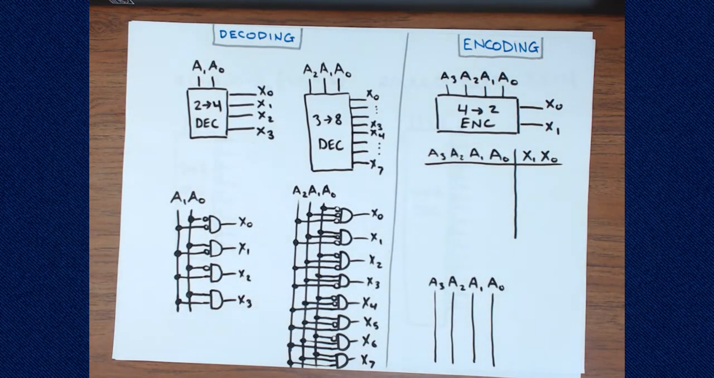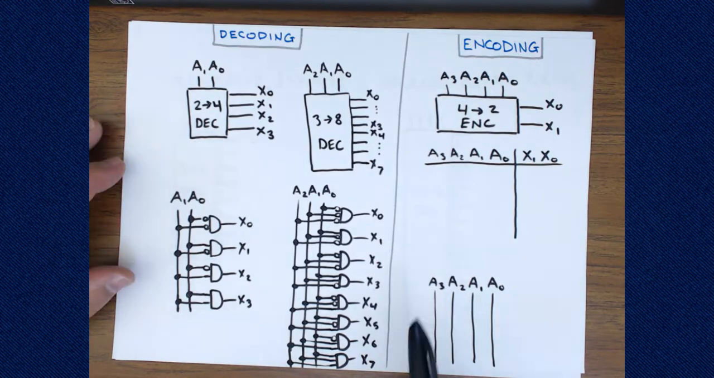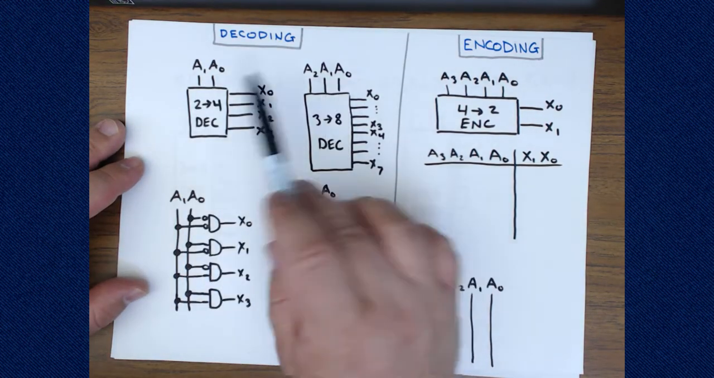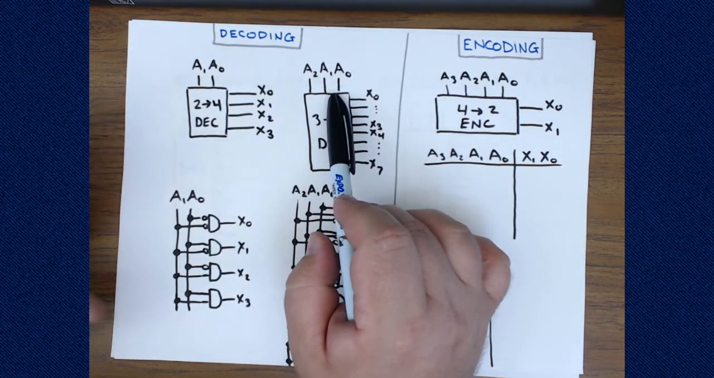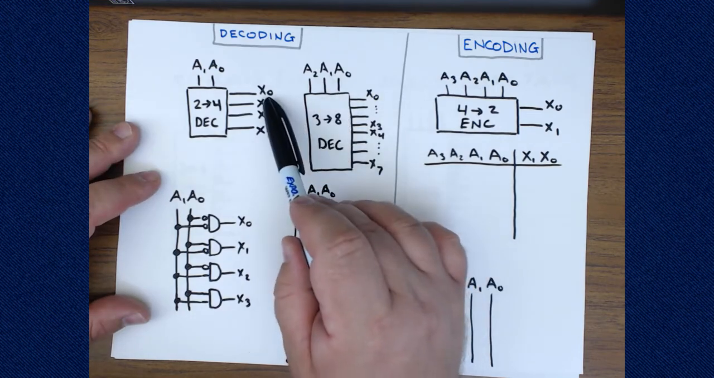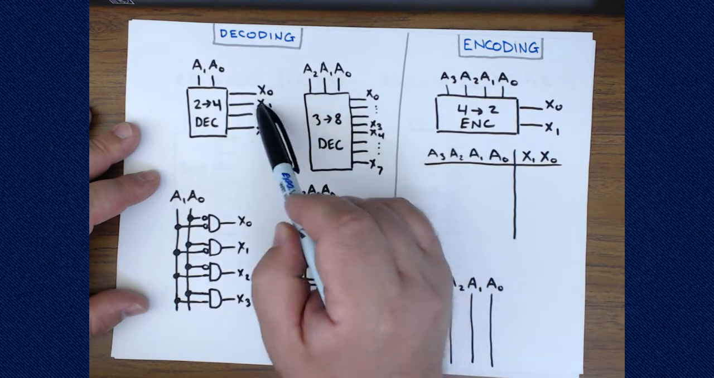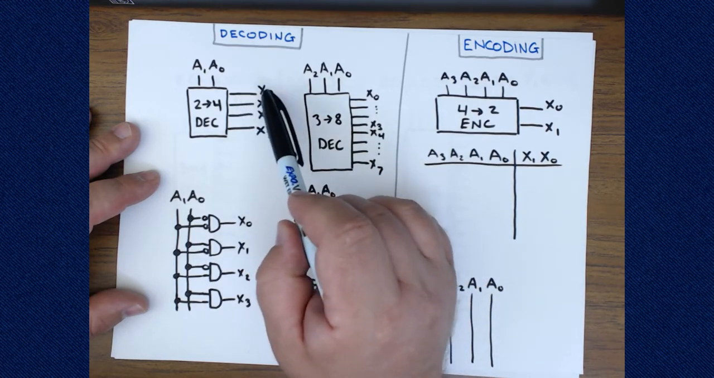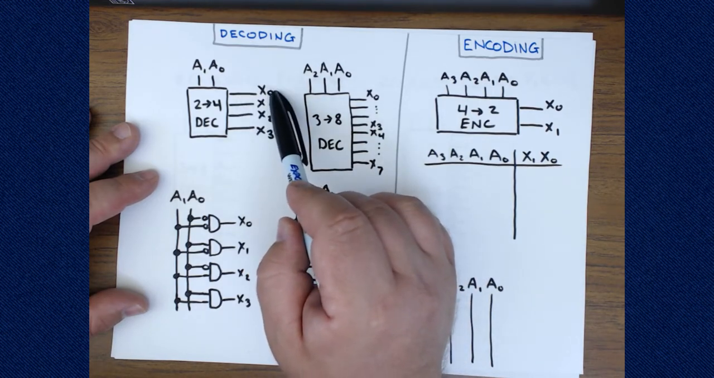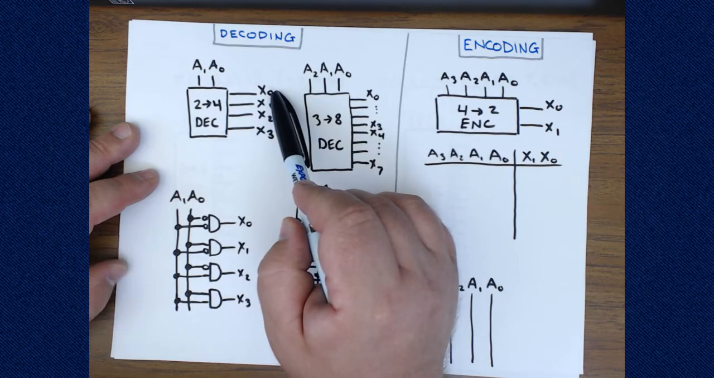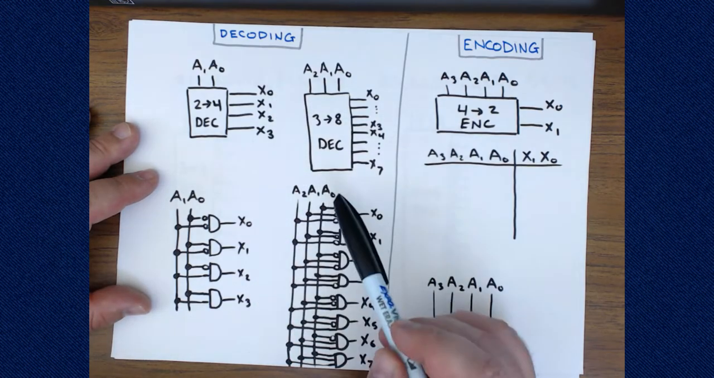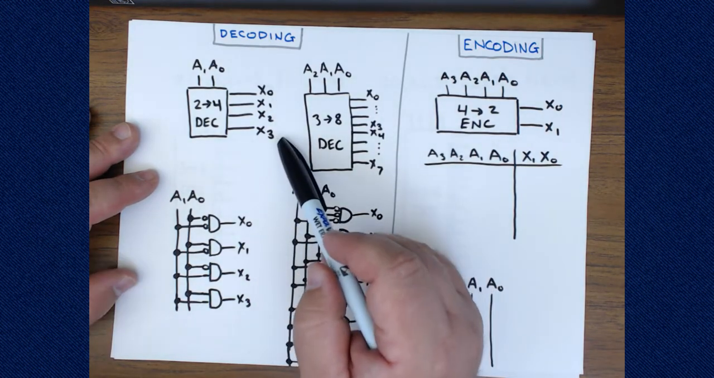So decoding is a very simple process, but it allows us to take a compressed value like a 2-bit number or a 3-bit number or more, and then reconfigure it, so to speak, so that what we're really doing is bringing some associated line high and leaving everything else low. Now these are used for all kinds of things.